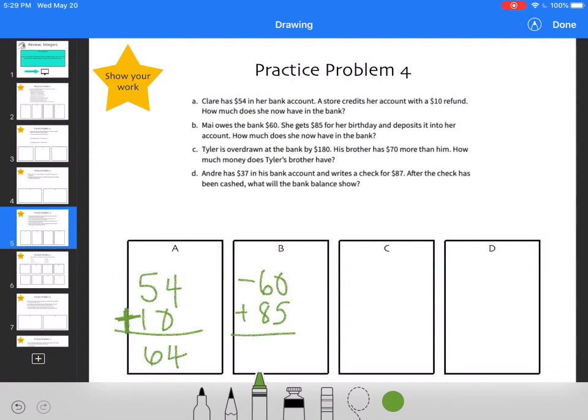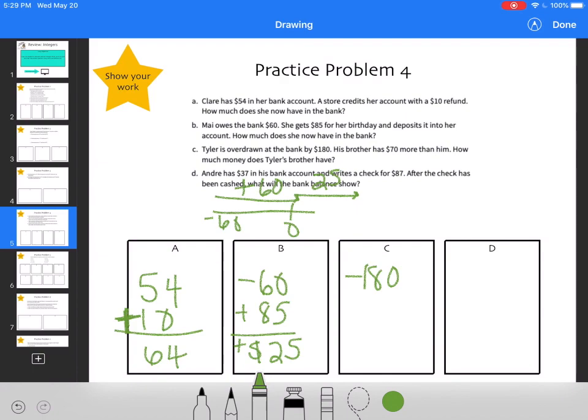Well, if I drew a number line and I'm at 0 and I go to -60, to come back, that would be positive 60. So to get to 0, so then 60 plus what's going to give me 85? Well, an additional 25. So now her bank account's at $25, and that's a positive 25 because 60 plus 25 is 85. Tyler has overdrawn his bank account by 180, so overdrawn is negative.